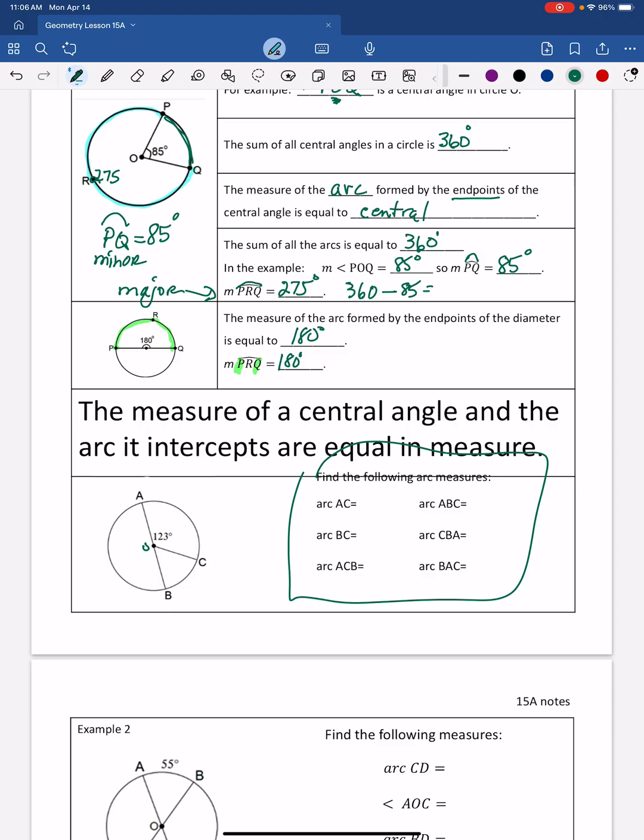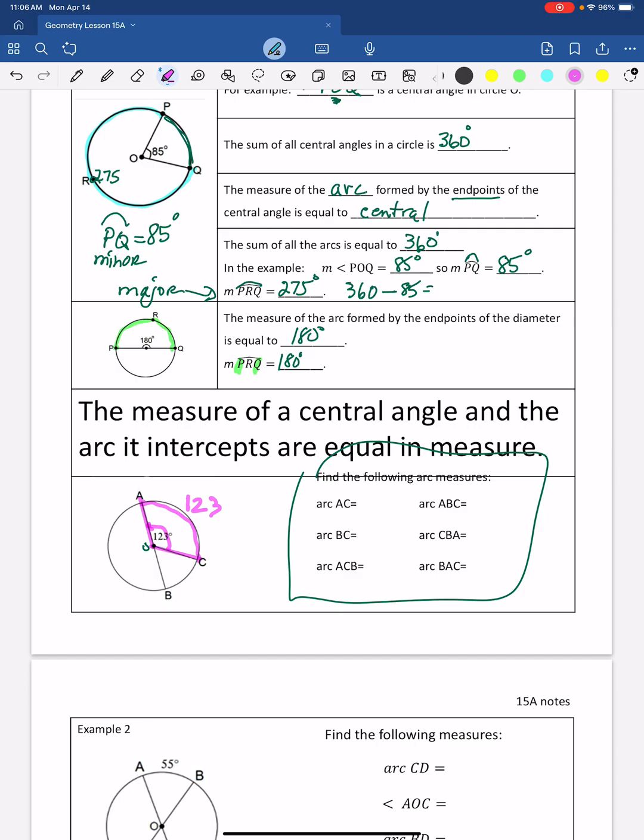Now how do I know? I follow the sides of the angle. Follow the sides of the angle. Those are the radius. Okay, and that angle and this arc are always going to be the same.